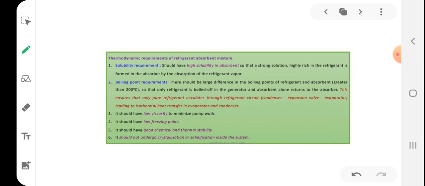We cannot use two different fluids which won't mix together. It should have a high solubility in the absorbent, so that a strong solution highly rich in the refrigerant is formed in the absorber by absorption of the refrigerant vapor. That is a very important requirement. The second point is that there should be a large difference in the boiling points of the refrigerant and absorbent, around 200 degrees Celsius, so that only the refrigerant is boiled off in the generator and the absorbent alone returns to the absorber. This ensures that only pure refrigerant circulates through the refrigerant circuit.